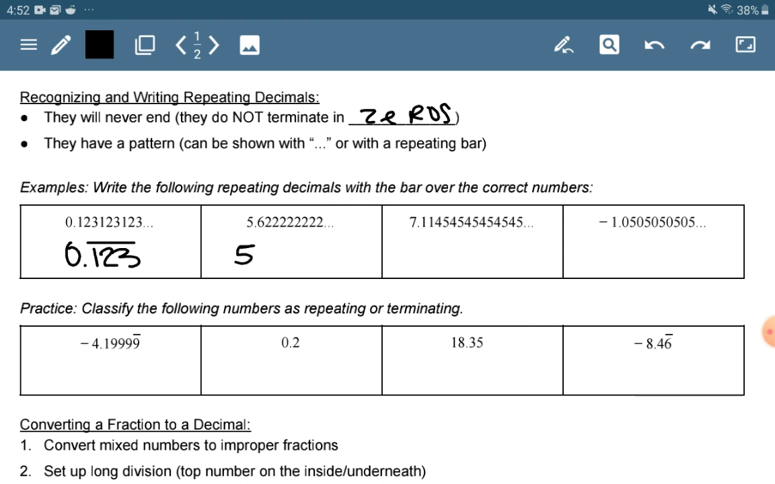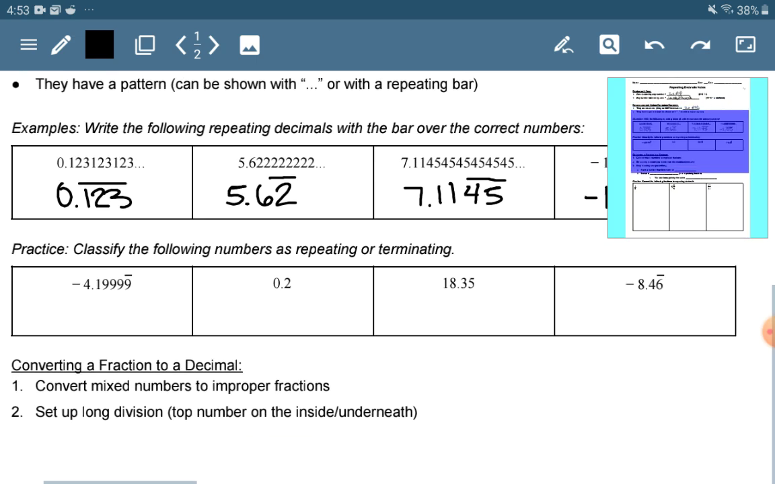Looking at my next example, I have 5.62222, and so on. In this example, the only number that repeats or continues is the 2. So when I draw my repeating bar, it goes over the 2 only. In the next example, I have 7.1145454545, and it keeps going. In this problem, the 4 and the 5 repeat, but no other numbers, so the line only goes over the 4 and the 5. Finally, I have negative 1.05050505, and so on. That means that since the 0 and the 5 repeated, a line goes over both of them.